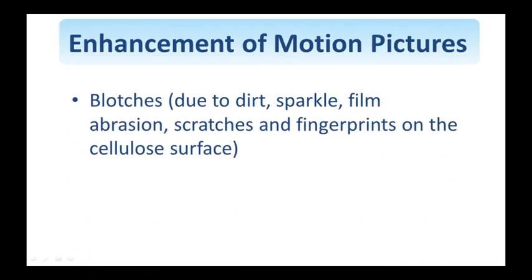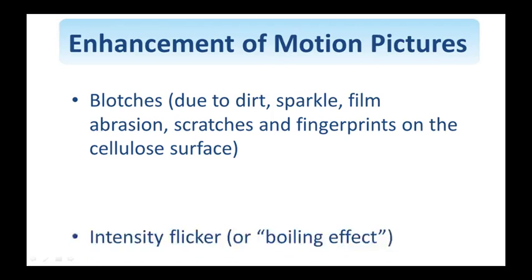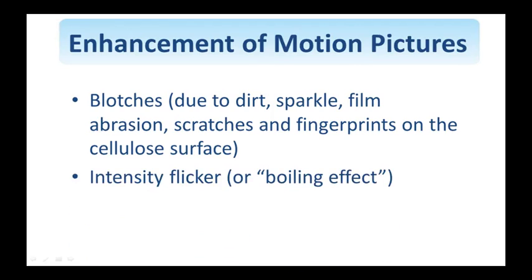In dealing with the enhancement of motion pictures, we deal with a number of artifacts. The first one, as already mentioned, has the generic name of blotches, and they are due to dirt, sparkle, film abrasion, scratches, and fingerprints. There is also the intensity flicker, referred to also as bowling effects, as it was clearly demonstrated in the short animation video I just showed.